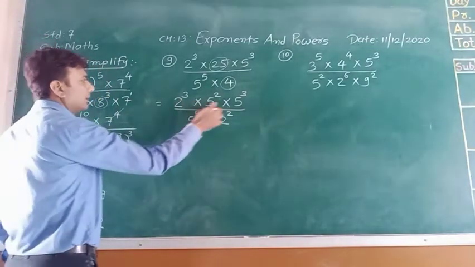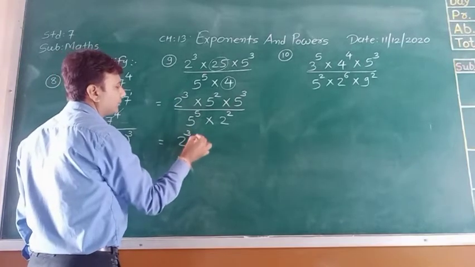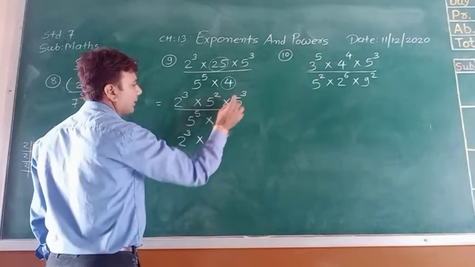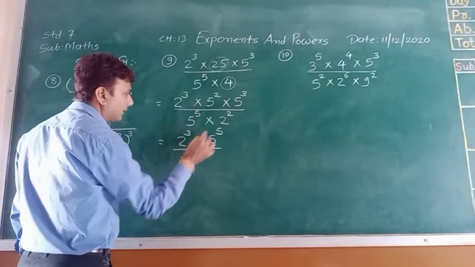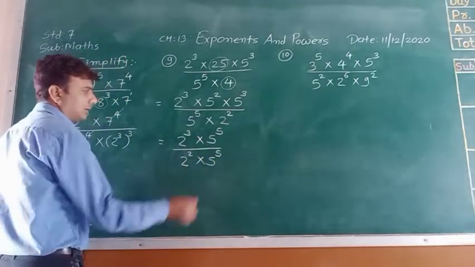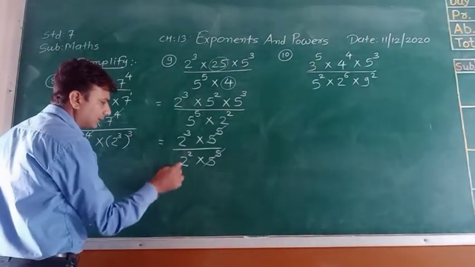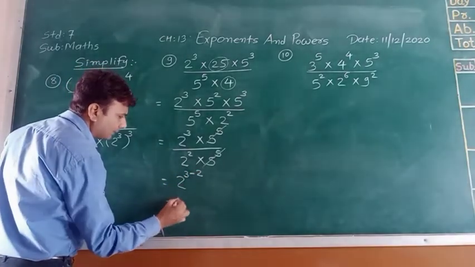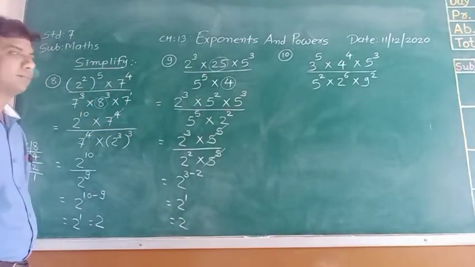Now, first we will simplify numerator terms. 2 cube, same base, multiplication, sum of their powers, 3 plus 2, 5. This 2 square and this 5 raised to 5. This both same base, same power, cancel. Same base, division, subtraction of the power, 3 minus 2, 3 minus 2, 1, answer is 2.